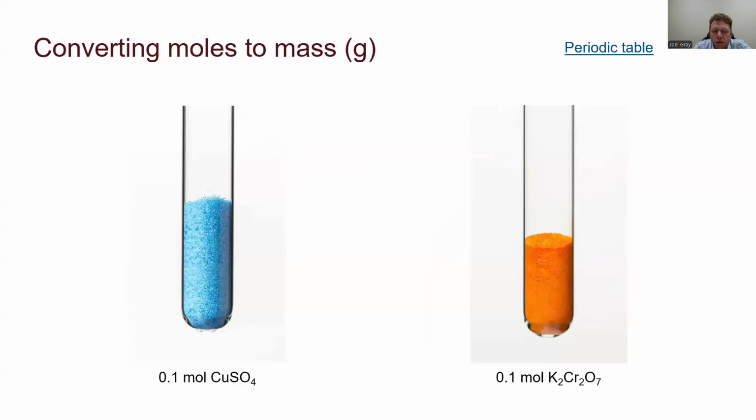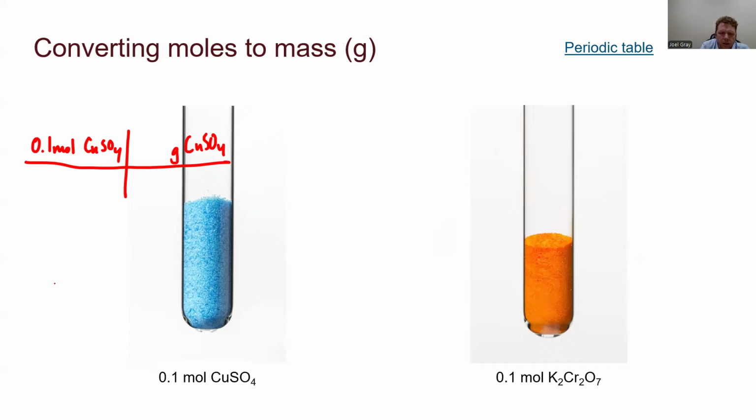Now, converting from moles to mass, we have 0.1 mole of CuSO4. That's a compound known as copper sulfate. Okay, so now what we're going to do is we're starting with 0.1 mole of CuSO4. What I want to end with is the mass, grams of CuSO4. Okay, what is the mass of copper? Copper is 63.55.